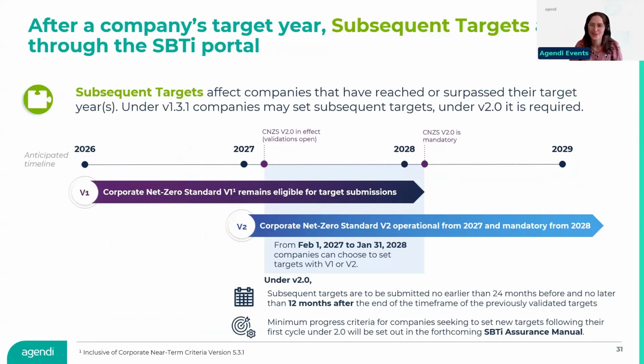If you do choose to set a target under V2, two important notes that I think Kyra has also already mentioned, but worth clarifying one more time. You're required to submit targets, subsequent targets, between 24 months before and 12 months after your target year. It's a continuous cycle. That's why it's called a target cycle. And then, as she mentioned as well, there is going to be minimum progress criteria for companies, but that is expected to be released in early next year.